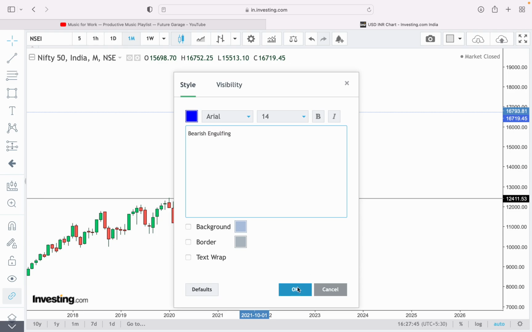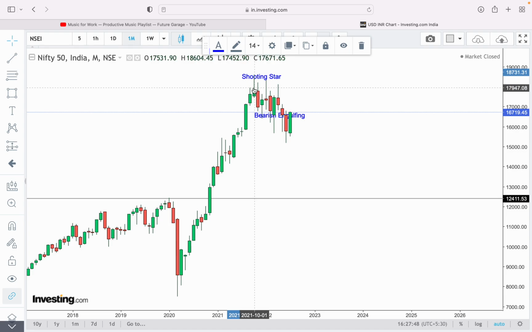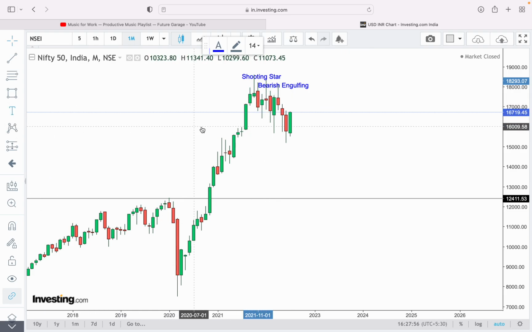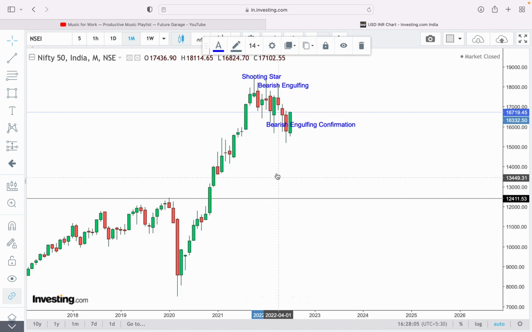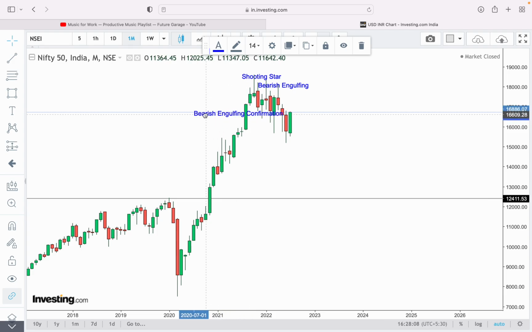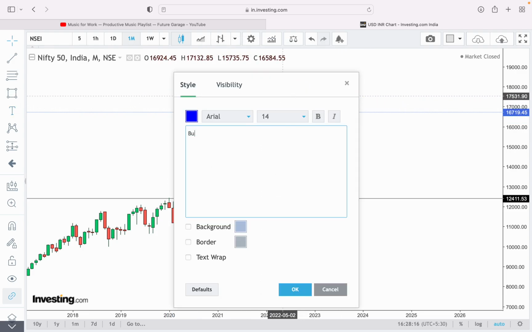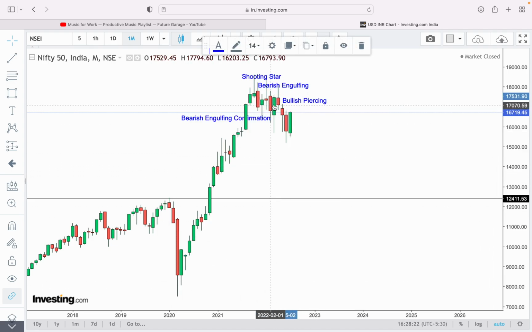So we had the shooting star somewhere around October, a bearish engulfing that followed in the month of November, a doji that followed in the month of January, and the confirmation of this bearish engulfing only came in the month of February. So this is the bearish engulfing confirmation. But no sooner than the bearish engulfing confirmation was formed, we see that in the month of March there is this bullish piercing candle.